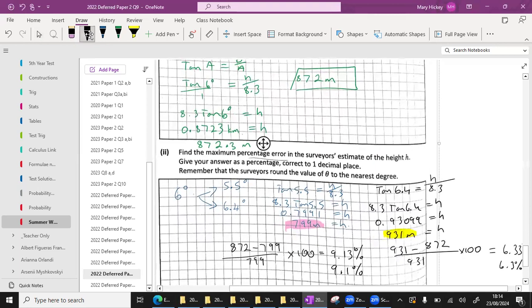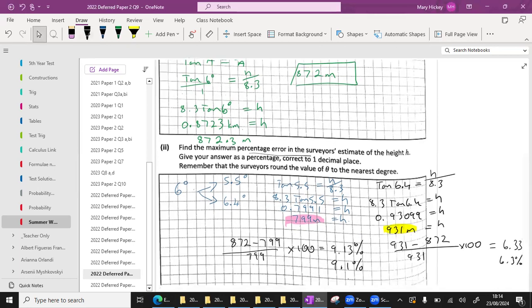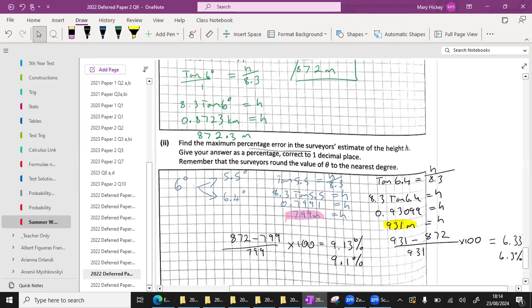Now, what's the actual question? Find the maximum percentage error. So the maximum error is the 9.1. So that is, I suppose, how far out it could be. So the 9.1% appears to be the furthest out the sum could have been. So 9.1.